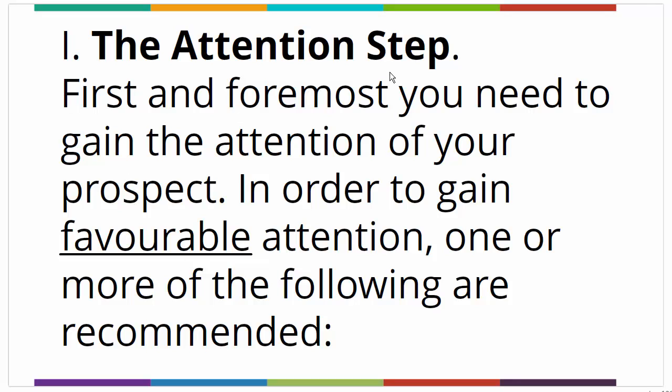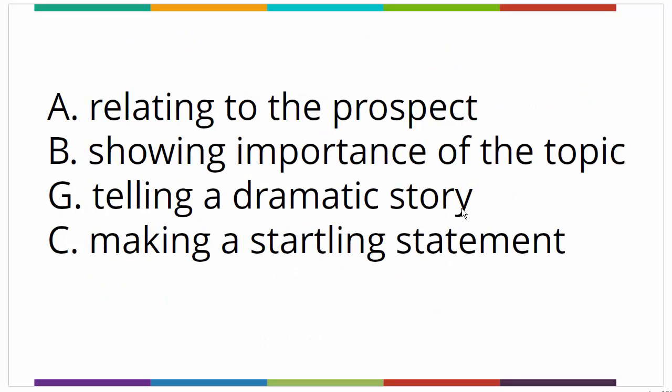In step 1, we are obviously trying to get the attention of the prospect. So this is the attention step. First and foremost, you need to gain the attention of your prospect. In order to gain favorable attention, one or more of the following are recommended. And note here, we're not just trying to get the attention of the prospect, we're trying to get favorable attention. You can get the attention of someone and they could be annoyed. You can come behind an individual and surprise them and they may not be so happy to see you. But we're talking here about getting favorable attention. So these are some different strategies that we can use to get favorable attention.